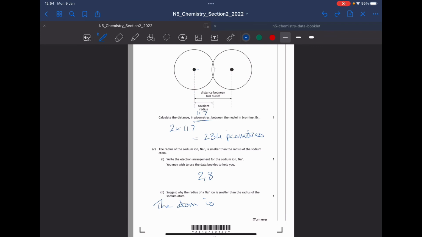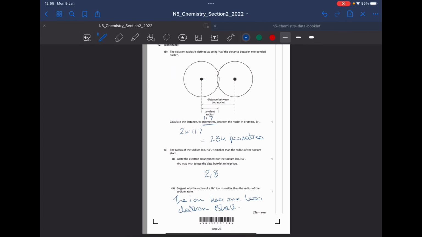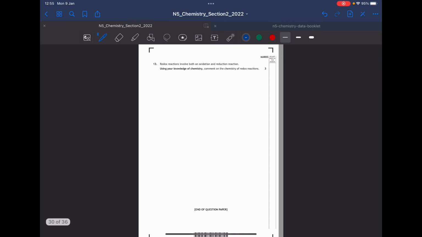Or you can say that the ion's smaller because it has one less electron shell. Because the question is asking about the ion. So the ion has one less electron shell. So it's like peeling a layer off an onion, which makes it smaller.